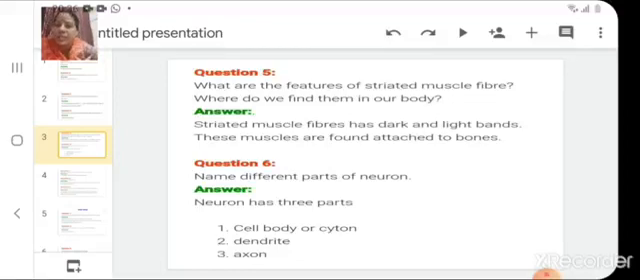Now moving on to the next question, which is, name complex permanent tissues in plant. This question is very easy. I hope you all must be knowing the answer of this. That is xylem and phloem. So the next question is, where can you find meristematic tissues in plants? Answer is, at the growing points of the plant.